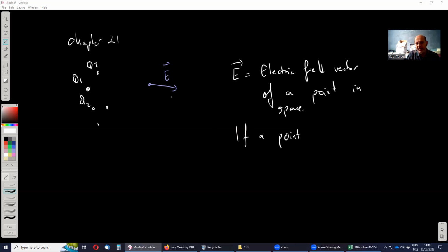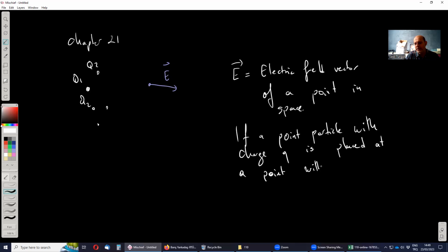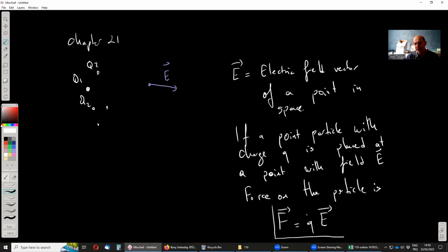So what we are saying is that if a point particle with charge Q is placed at a point, let's say with field E, then the force on the particle is basically given as Q times the electric field, right? That's the expression in here.